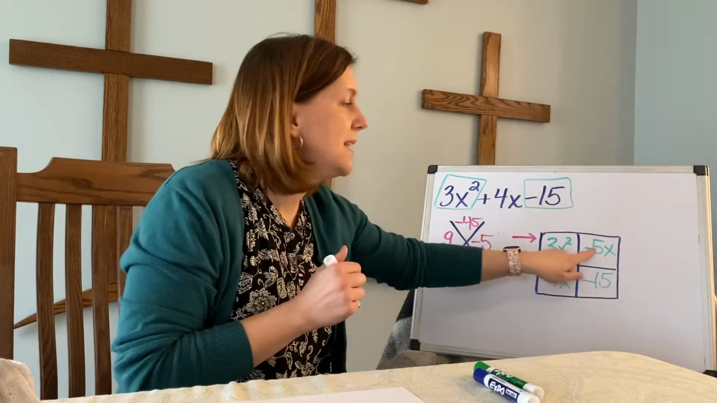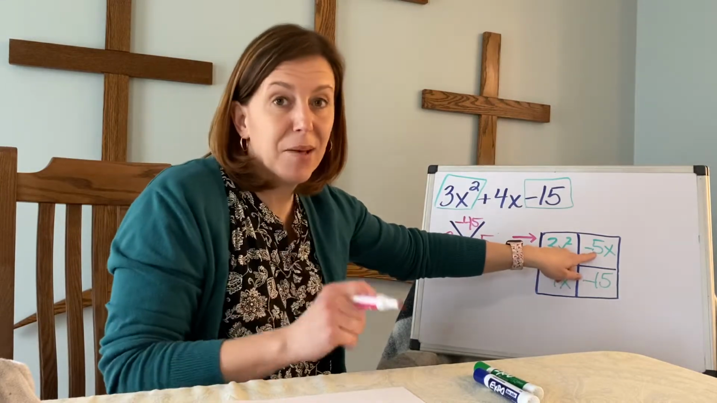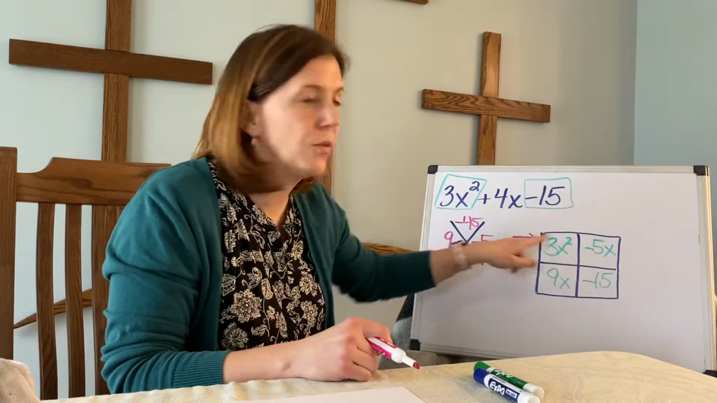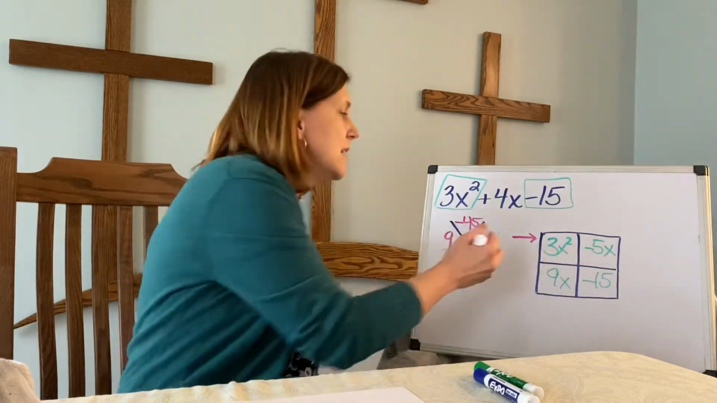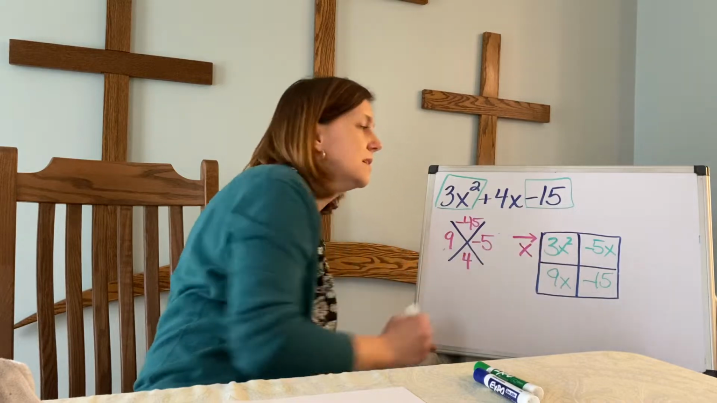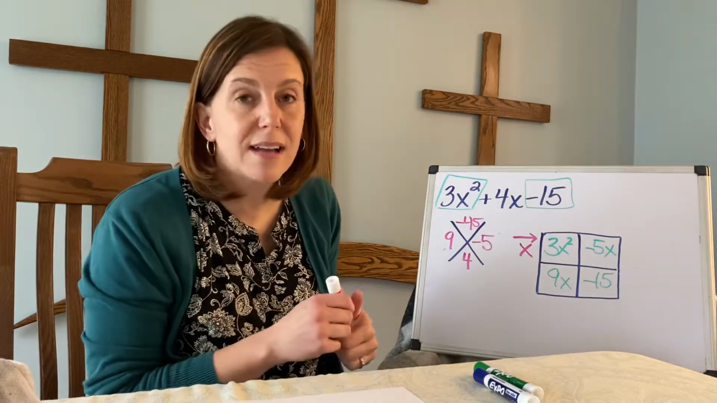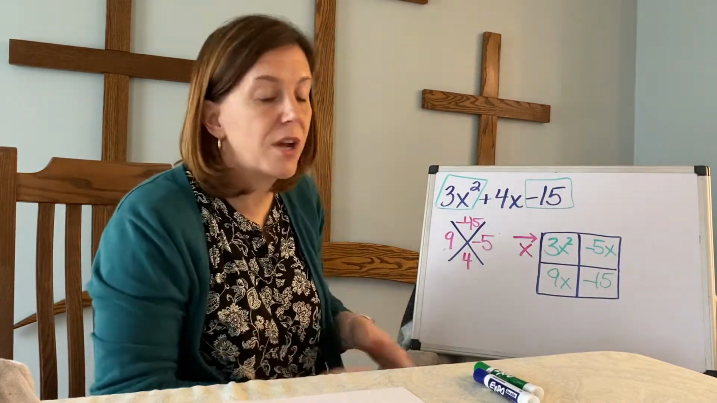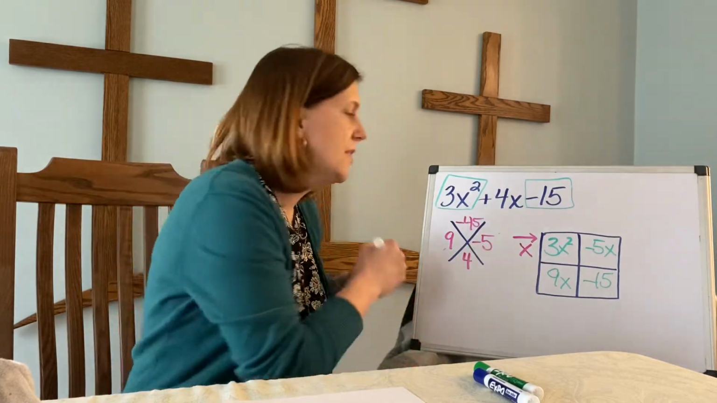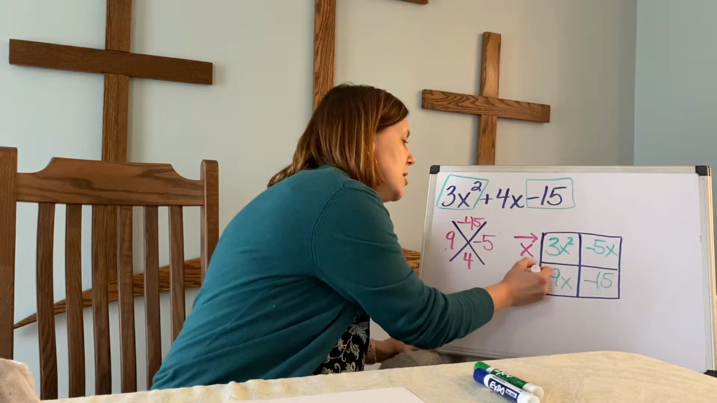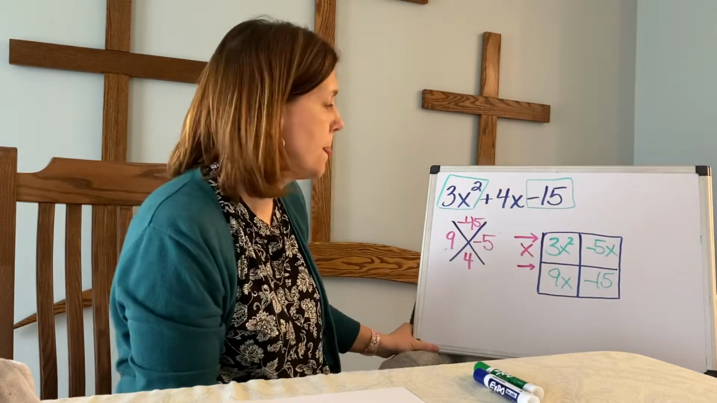So between 3 and negative 5, my greatest common factor is 1. You don't need to write 1. Of x squared and x, I can take 1x. So x, or 1x, is my greatest common factor working across my top row. Let's do the same thing across my bottom row.